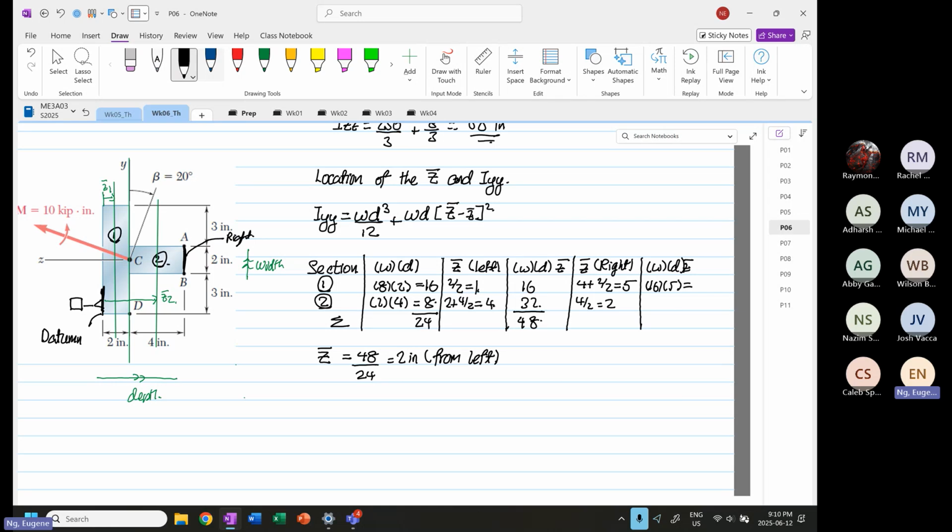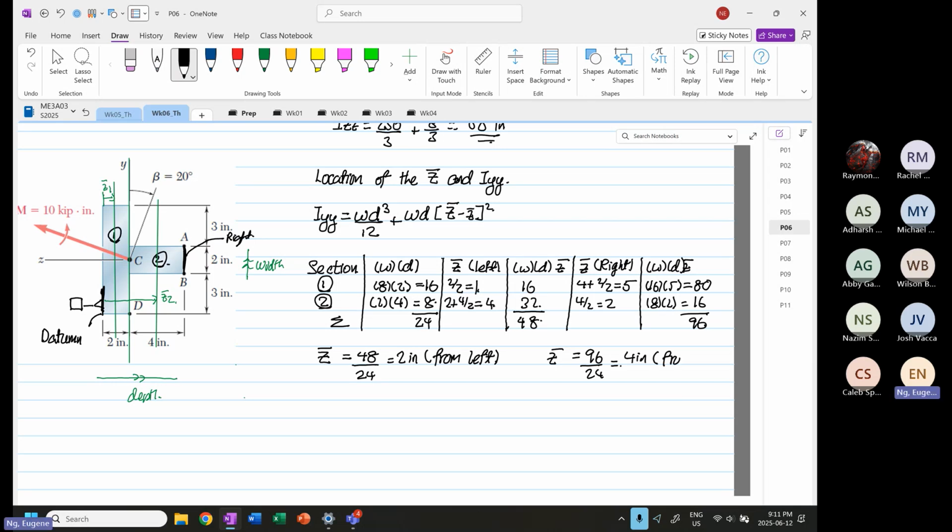So 16 times 5 is equal to 80. Okay. And the other one is 8 times 2 is equal to 16. So this is equal to 96. Okay. So Z bar can also be equal to 96 divided by 24. So 96 divided by 24 is equal to 4 inches.